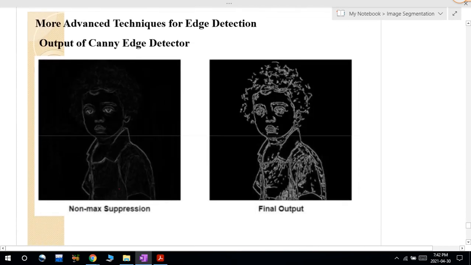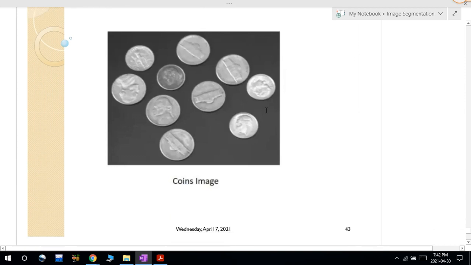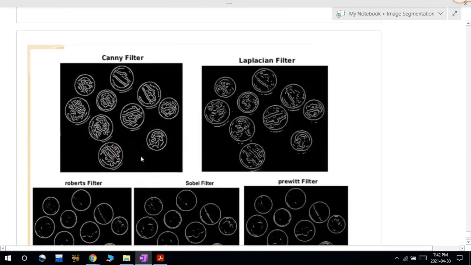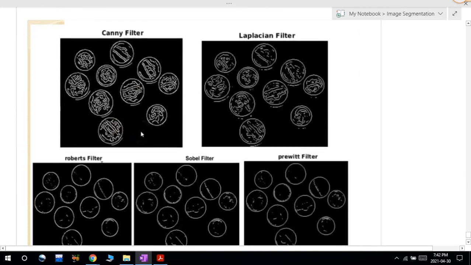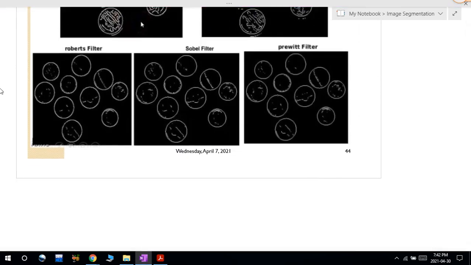So if you are taking this non-maximum suppression, after this one, I will apply the final step, that is hysteresis thresholding. After this one, I will get these kinds of original edges. So if I am taking this Kain's image, then I will apply Canny filter and Laplacian filter, and I will apply Roberts filter and Sobel filter and Prewitt filter. So I will try to show with the example.